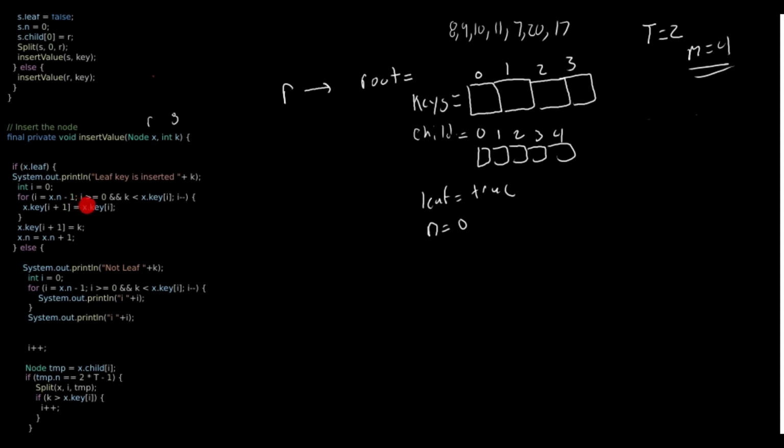So it does it. X take 1. I is 0. Is there any elements? Is k less than any elements there? There's no other elements in here, so by default, we insert 8 here.